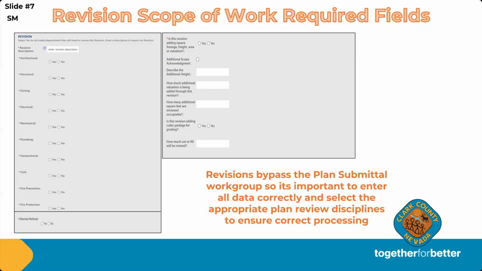And then on this section that you're filling out in the Citizens Access Portal, it's also going to ask you if this revision is adding any square foot, height, area, or valuation. And if you say yes on that, you have to select the box additional scope acknowledgement. And that is what is going to make you in our system show up as a revision additional scope of work. So in those fields below, describe if you have an added height or you have additional square footage, or if you have that additional valuation. Just because you're not doing square footage or height, you may be adding something that has increased the valuation that you gave to us upon the original permit.